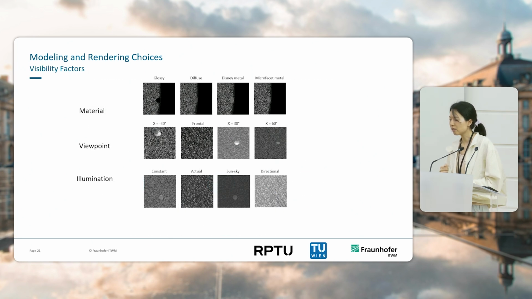Next, we consider the visibility factors: material, viewpoint, and illumination. These factors determine how visible a defect appears in the image, and therefore where it is represented in the feature space. If a synthetic defect becomes visible in a similar way to real defects, its feature representation tends to move closer to the real defects. Unlike defect morphology, these factors do not create new defect modes. Instead, they mainly change how clearly the defect can be seen and how well it stands out from the local background.